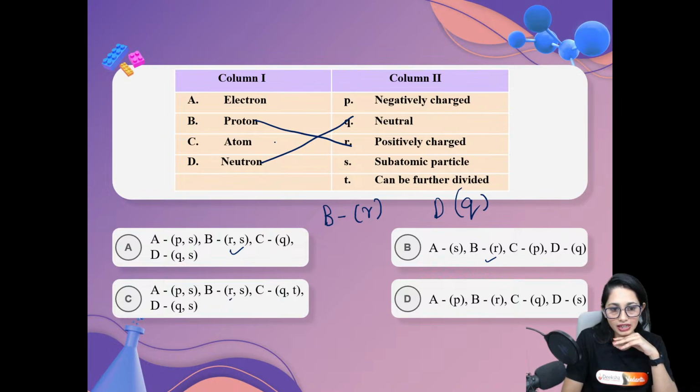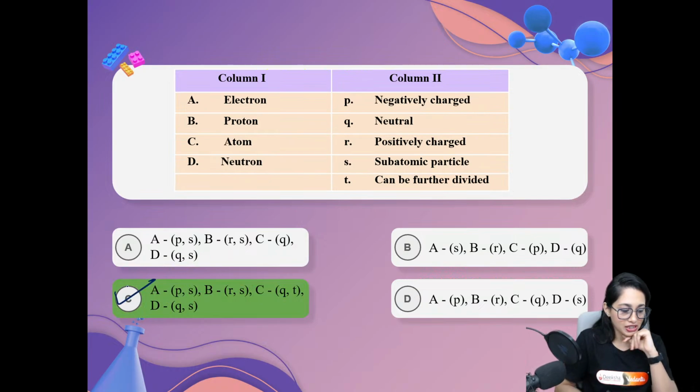What do you mean by R and S? What is this subatomic particle? Yes, that's also true. Next, this also holds good. What about D? D goes to Q. It is also a subatomic particle. Q and S. Yes, Q and S. Here just Q, here just S. So we'll eliminate this. What's going to be the answer?